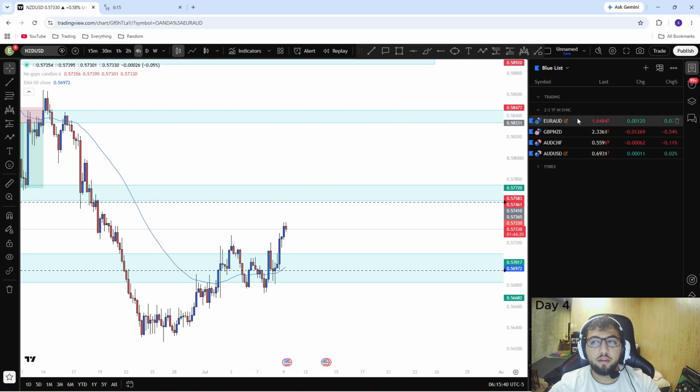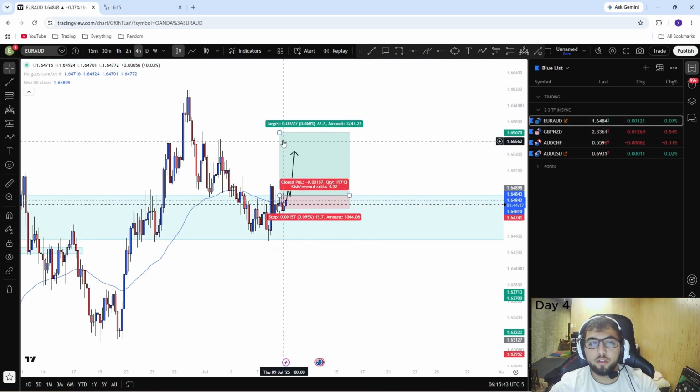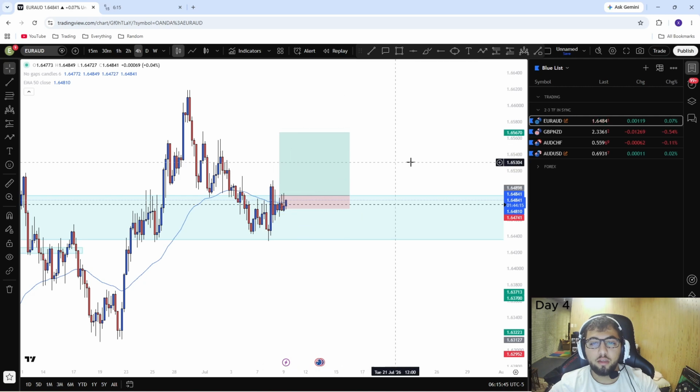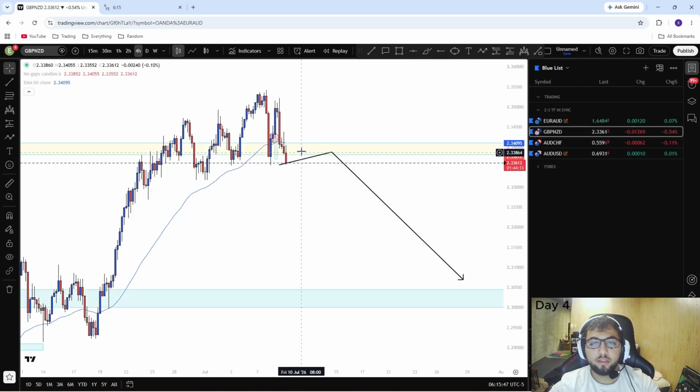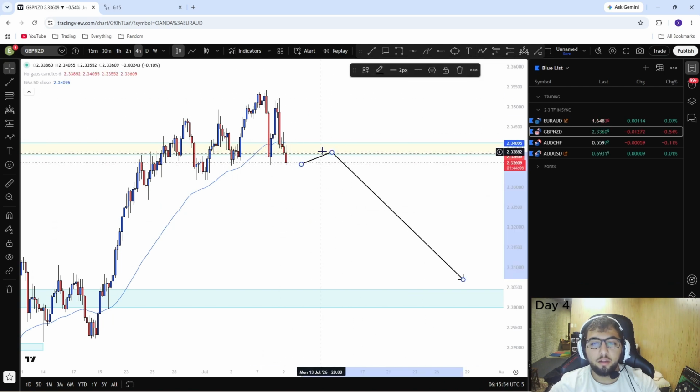But other than that, it's been an okay week so far. We're still looking for Euro AUD buys and GBP NZD sells. So we are just looking for that pullback, and then once we have that pullback, we're probably going to enter this trade.